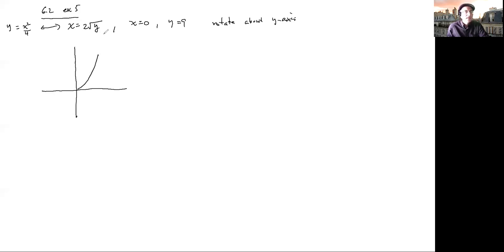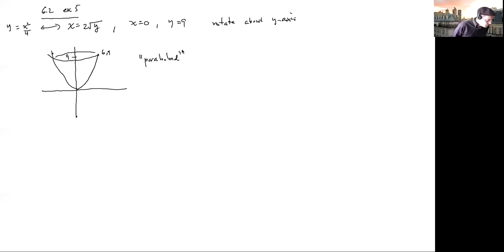And up to y equals 9. So this point here, if y is 9, x is 6. So it's (6, 9), this point here. And you're going to be rotating this shape around the y-axis, and that generates something called a paraboloid. It turns out it has a name, paraboloid. It's parabolic.